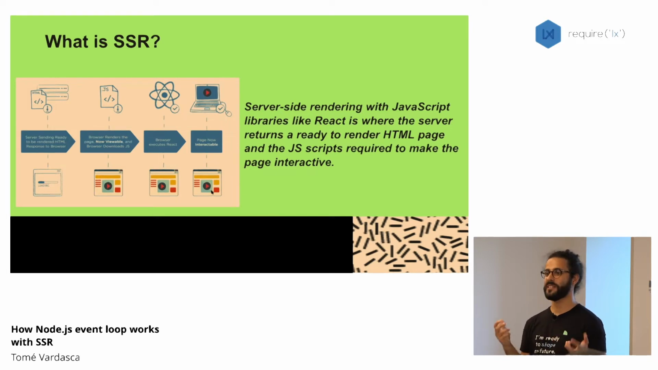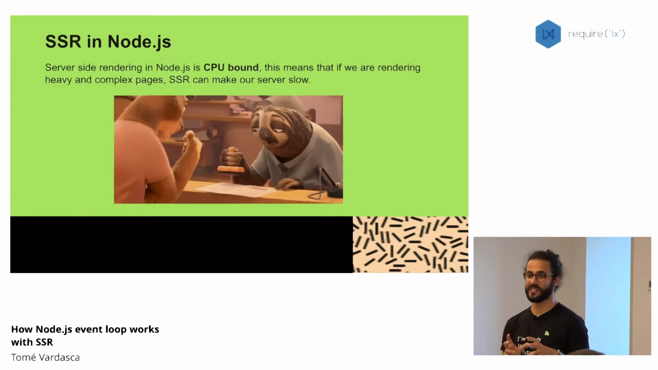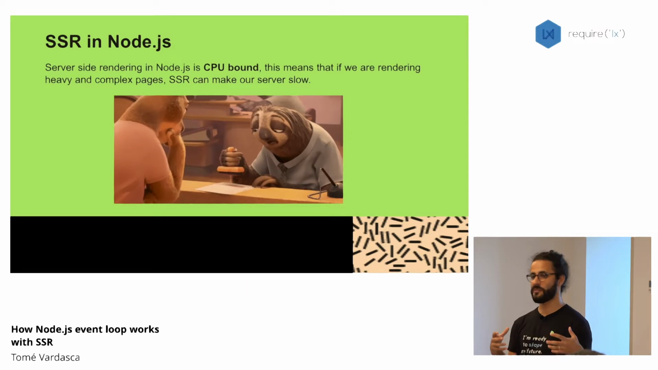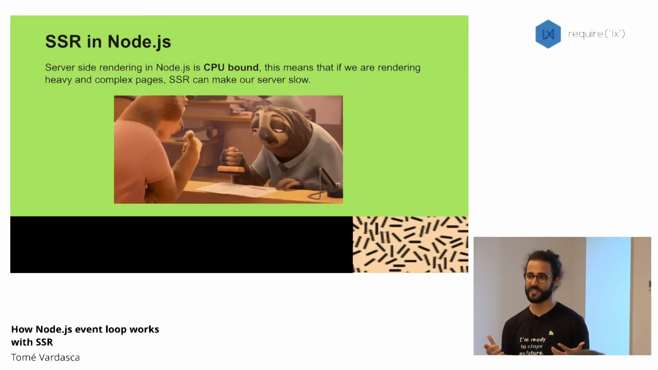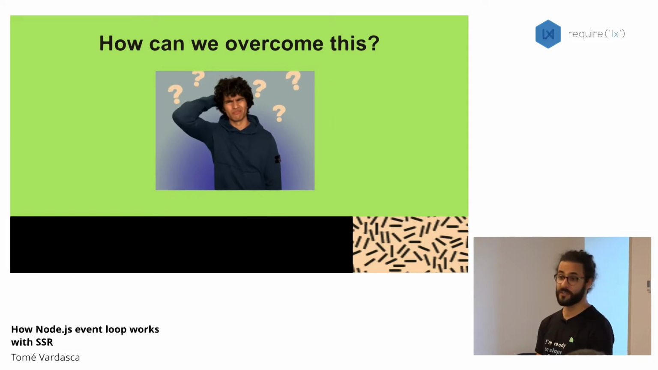As we can imagine, running a fake browser inside the server is a very heavy thing to do. This shows that SSR in Node.js is a CPU-bound task. It will hurt your server in the long term, and if you have very complex pages, it will be really slow. So how can we overcome this?